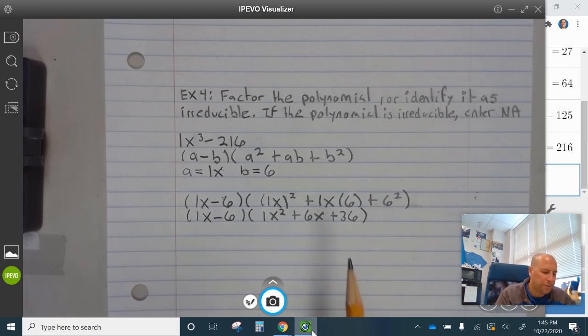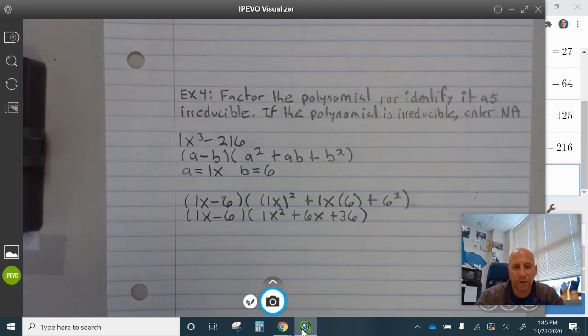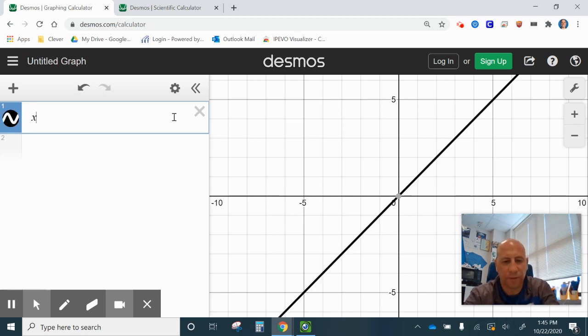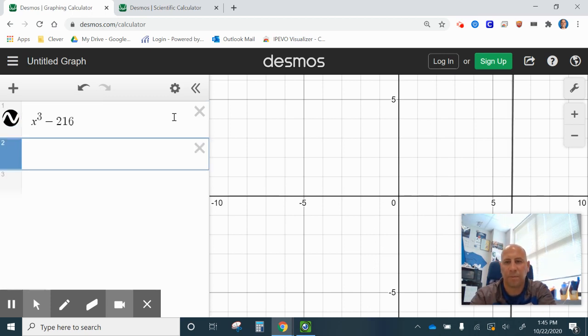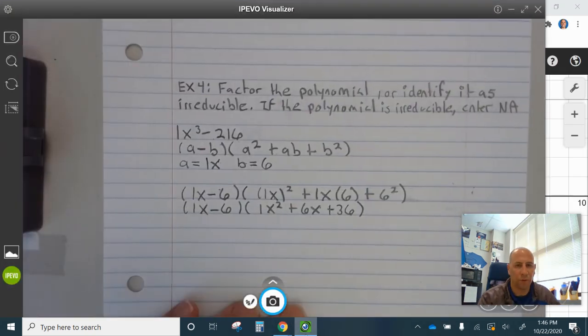Now, if this is a correct factorization of this, when we graph this and this, they'll overlap. So let's make sure that they do. Okay, so calculator, x out of this, x out of that. So x cubed minus 216. Okay, and then parentheses x minus 6, parentheses x squared plus 6x plus 36. You see that they overlap, so this is the correct factorization of this. All right. So go ahead and finish up example 4.